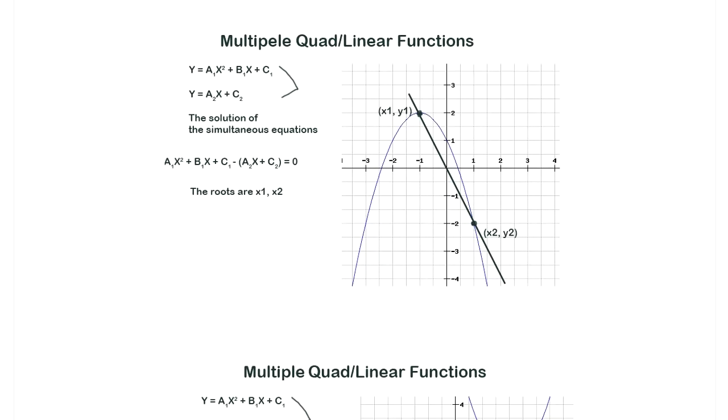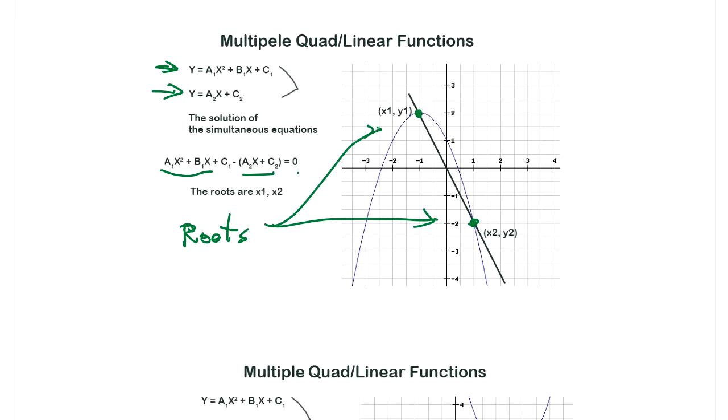Okay, how about one quadratic equation and another one a linear equation? Same thing. You subtract and set it equal to 0. So you will have two crossing points. So it's a root, two roots give you this and this. Okay, so the problem is the same. It's reduced to just finding the roots of a quadratic equation.